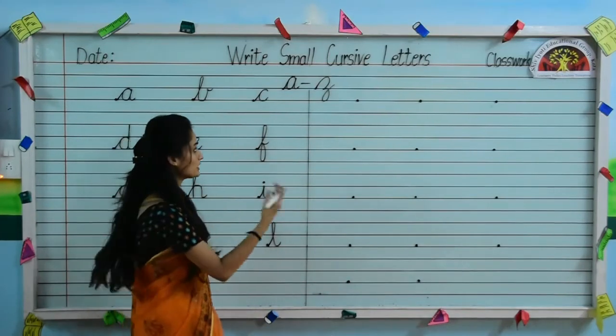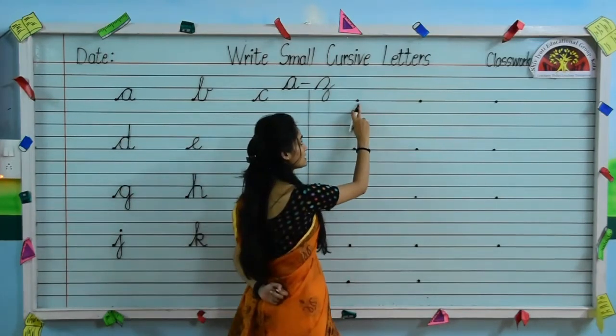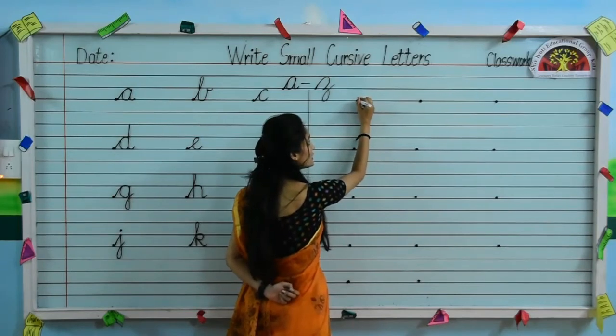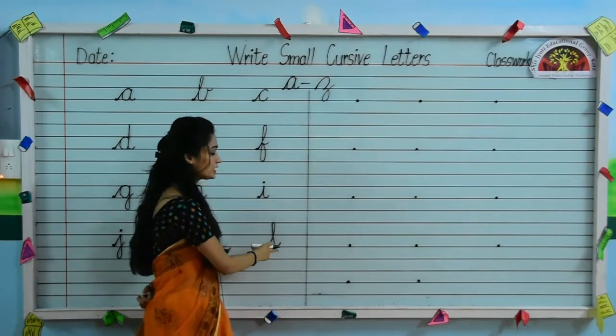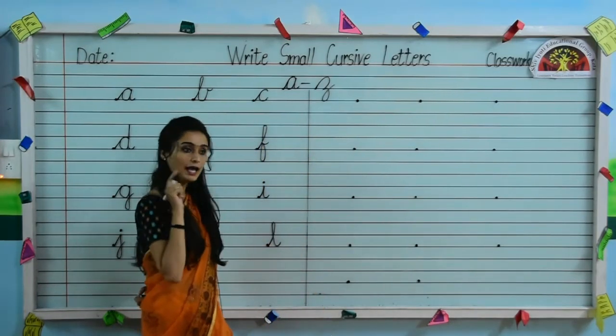Now kids, come on the next page. Put your pencil on the next dot. The next letter is, what should I write after L? The next one is M.